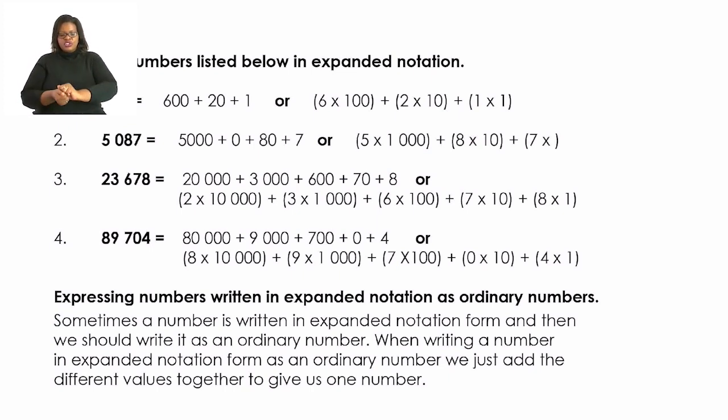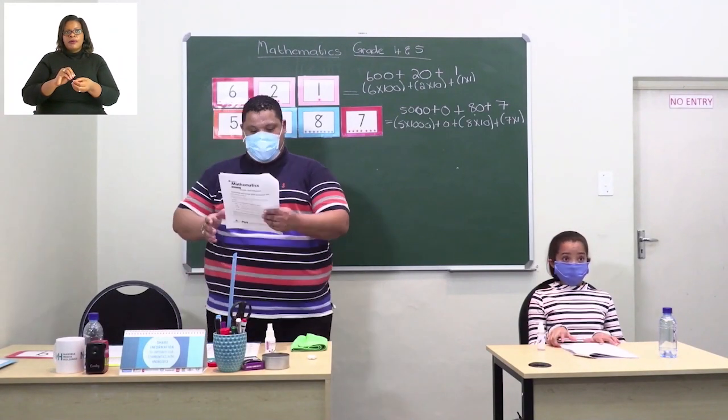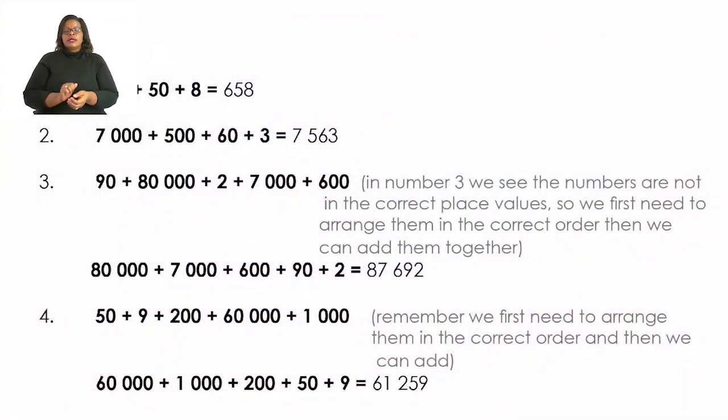When writing a number in expanded notation form as an ordinary number, we just add the different values together to give us one number. Now, let's go into our books on page 23. Here we've got a few examples. Now we see here they already gave us the expanded notation part. Here they already broke up the numbers. 600 plus 50 plus 8. Now they just want it as one number.